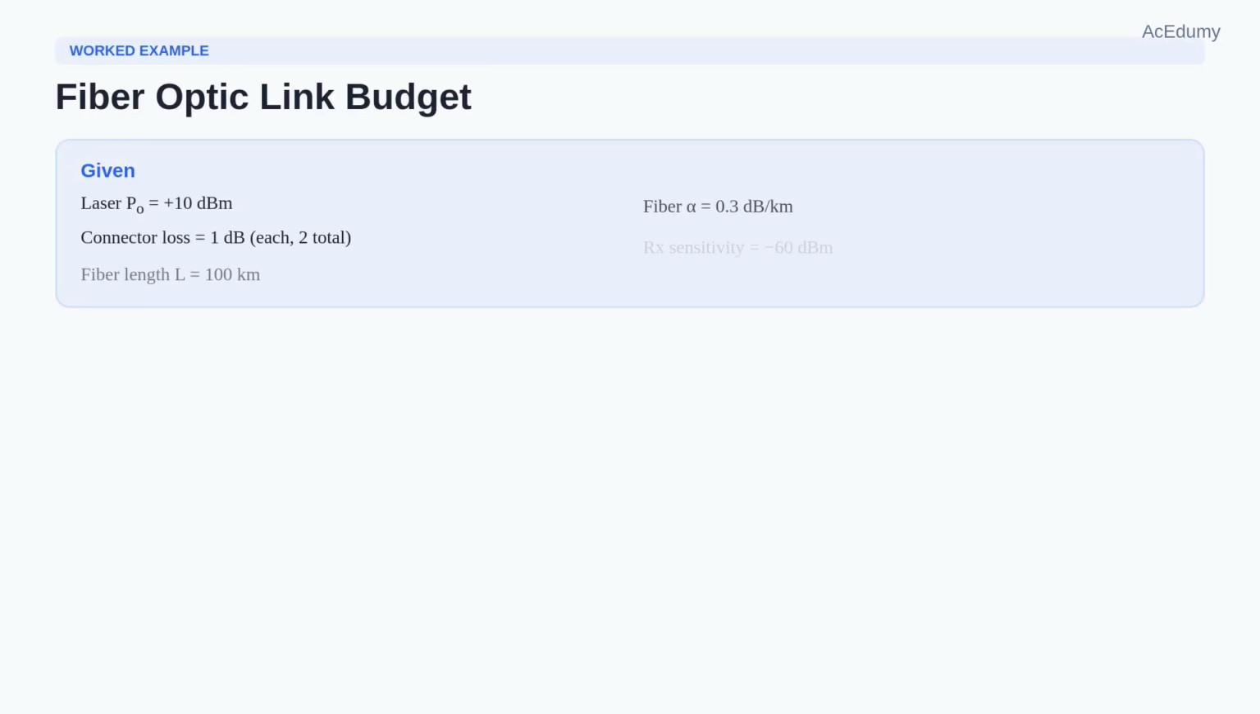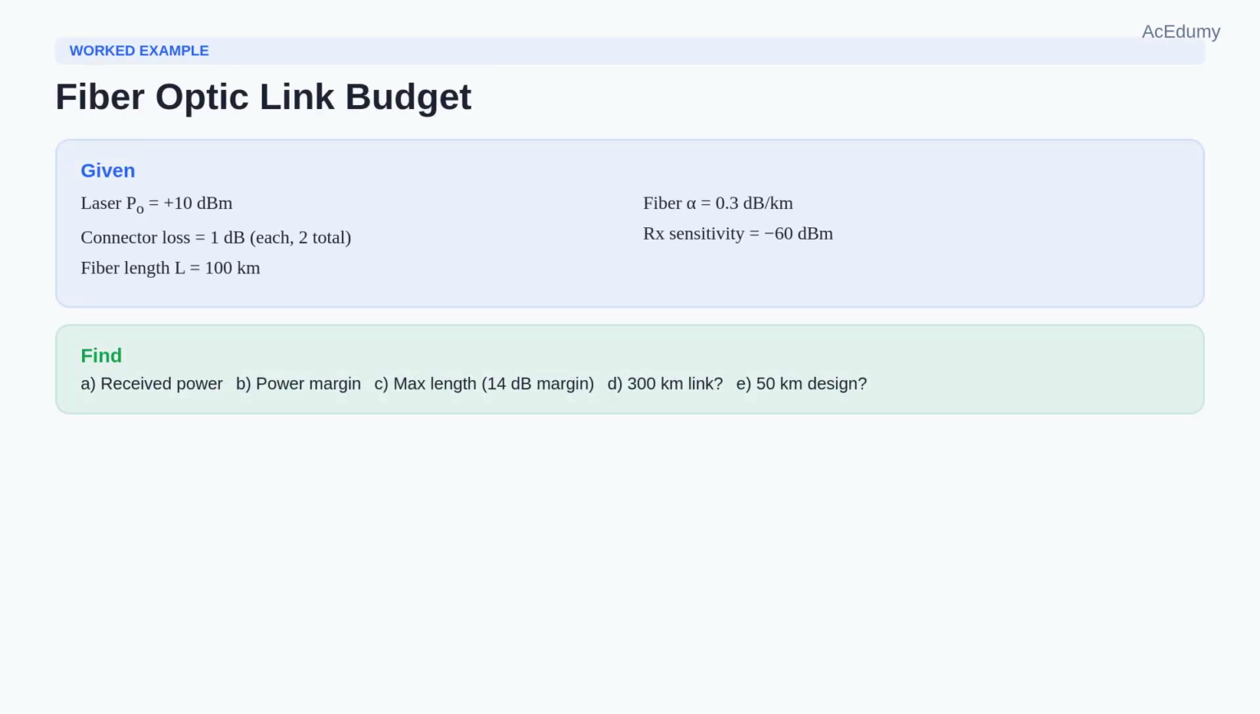Welcome back. Today, a fiber optic link budget. The same kind of engineering accounting we did for microwave, but now with light traveling through glass.